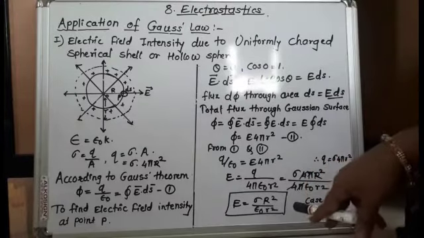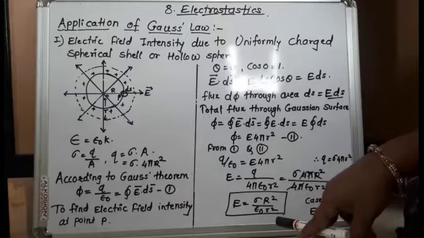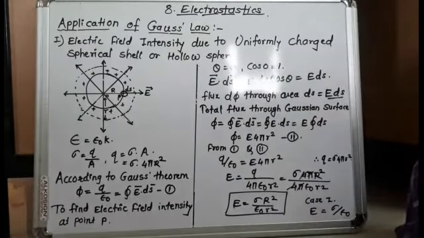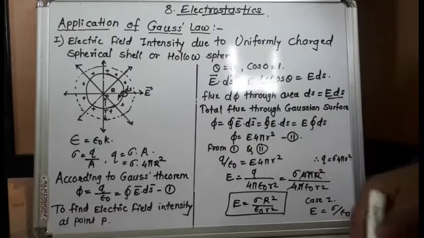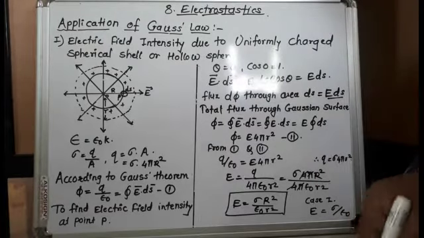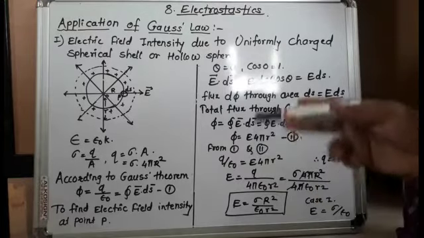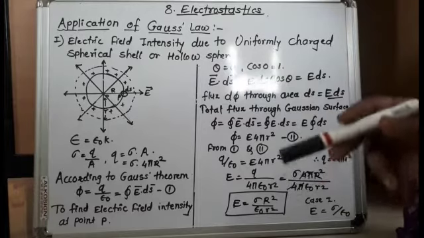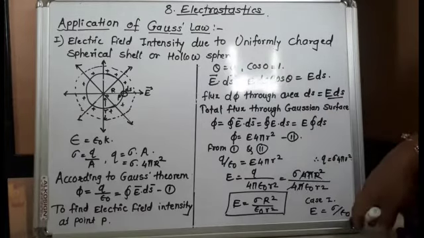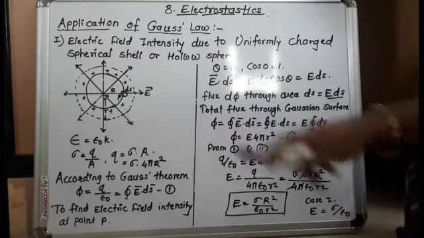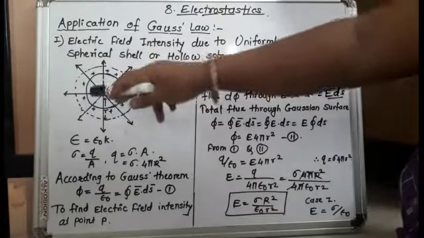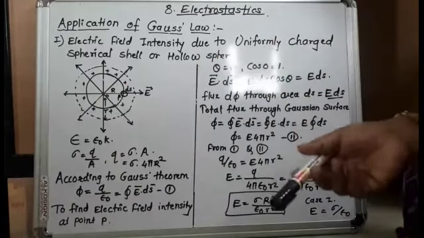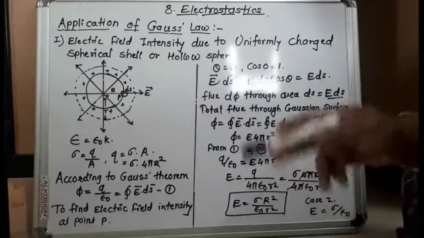Here we consider two cases. In the first case, if the point P lies on the spherical shell, it means small r is equal to capital R. If small r is equal to capital R, both get cancelled, and the remaining electric field intensity is sigma upon epsilon 0. In case 2, if the point P lies inside the sphere, then the charge inside the sphere is 0. If the charge is 0, then the electric field intensity is also 0.